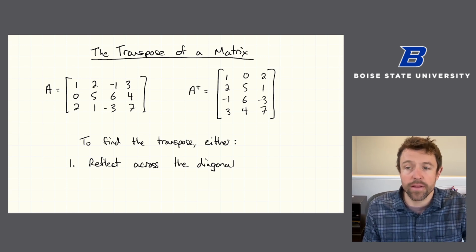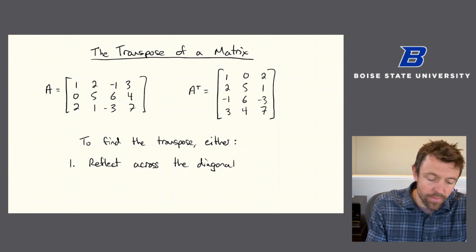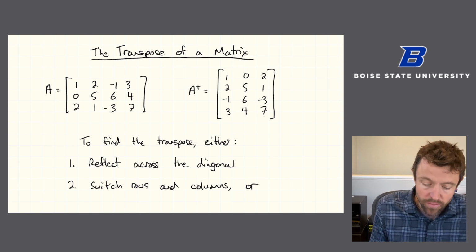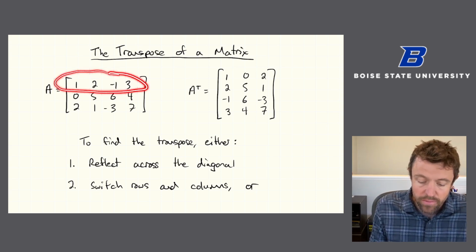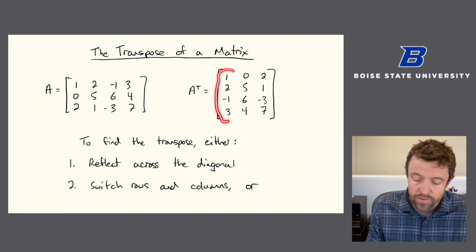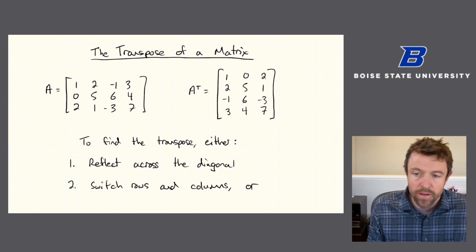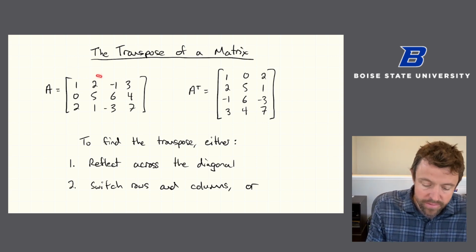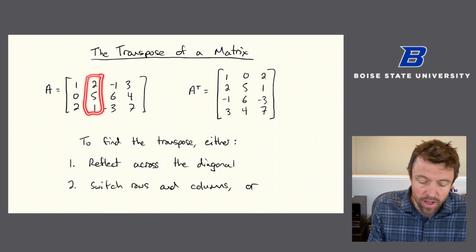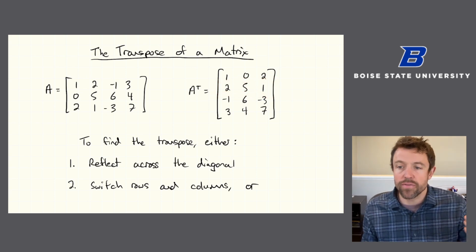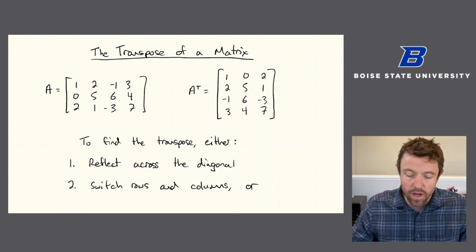Another way of thinking about it that I think is almost a little easier to write out is that we're switching rows and columns. So the first row of A was 1, 2, minus 1, 3. The first column of A transpose is 1, 2, minus 1, 3. Or we can think of it the other way, right? The second column of A is 2, 5, 1. The second row of A transpose is 2, 5, 1. So we're switching rows to columns.